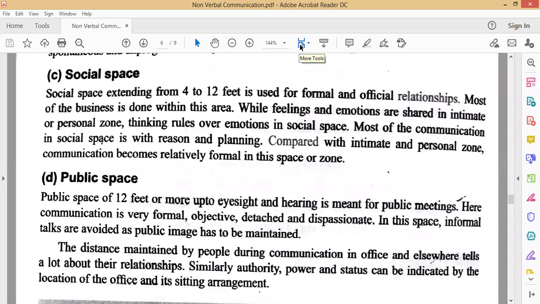So यहाँ पे you are very much conscious about whatever you speak. You have to be very professional. You have to avoid talking about random and spontaneous things, because you have to keep in mind that your public image has to be maintained. The distance maintained by people during communication in office and elsewhere tells a lot about their relationships. Similarly, authority, power, and status can be indicated by the location of the office and its sitting arrangement.